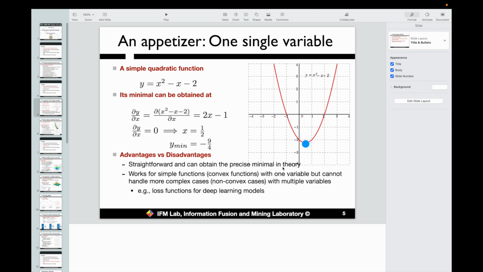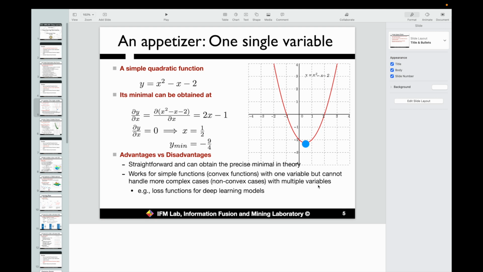However, it also has some shortcomings, because this method only works for some simple functions, like a quadratic function, because this one is convex. For function shapes that are convex, in other words, we can find one single minimal value for the function. Also this function only has one single variable, this x. And it cannot work for more complicated cases, like non-convex functions or functions with multiple variables to be learned.